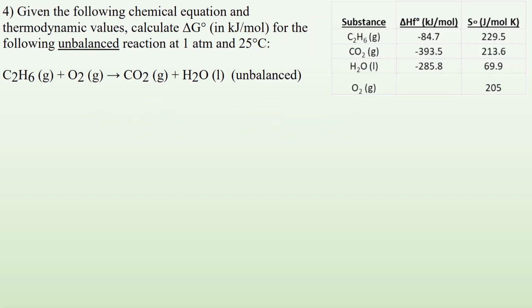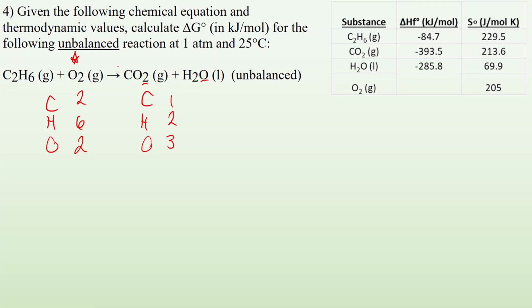All right. Number 4, given the following chemical equation and thermodynamic values for the unbalanced reaction at 1 atmosphere and 25 degrees Celsius. These jerks gave you an unbalanced chemical equation. So first things first, you have to balance it. So I got carbon, hydrogens, and oxygens. How many on the left side? Well, there's 2 carbons, 6 hydrogens and 2 oxygens. On the right I got 1 carbon, 2 hydrogens, and 3 oxygens. Oxygens are going to be obnoxious. I'm going to save them for last.